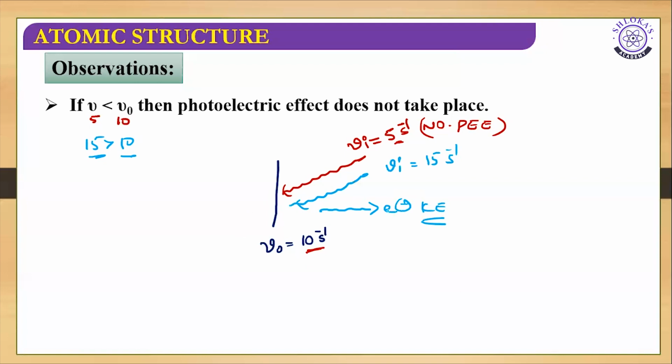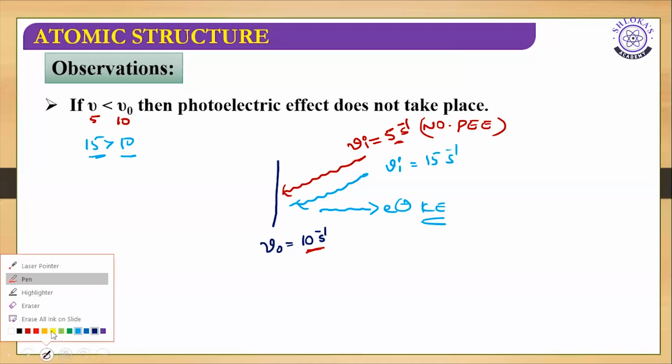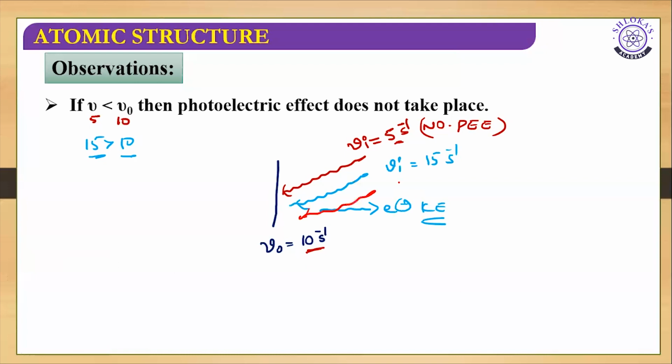So this is case 2. And case 3, I am taking this time. What is case 3? This time I am providing exactly 10 hertz, or 10 per second. Then it just causes the photoelectric effect and the electron will come out of the metal atom, but still it stays back at the surface of the metal. It does not move with any kinetic energy. In this case, the kinetic energy of the electron will be 0.